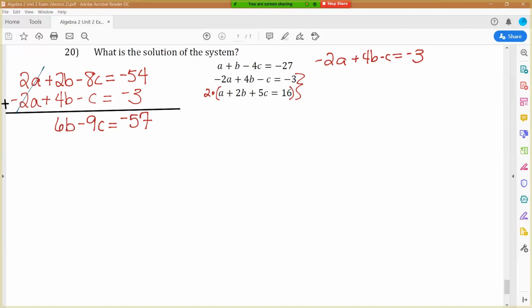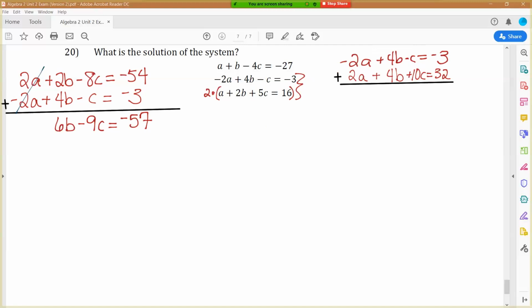So 2 times a is 2a. 2 times 2b is 4b. 2 times 5c is 10c. Equals 2 times 16, 32. Now I have opposite coefficients. I've got a negative 2a and a positive 2a. So since I have worked this out, I'm going to go ahead and add straight down.